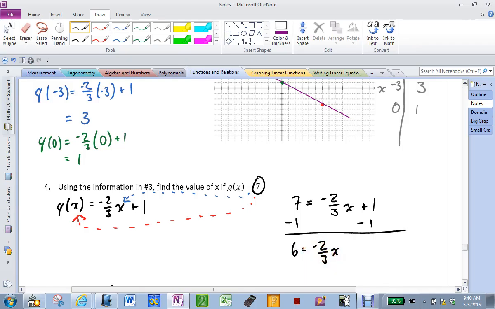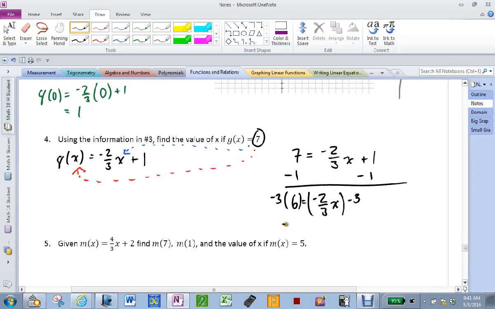Now what? You could divide by negative 2/3, but most of you are bad at fractions. So I would multiply by negative 3 to get rid of the negative and 3 at the same time. So now I have negative 18 equals negative 2x. Now what? Divide everything by negative 2 and I get x equals 9.